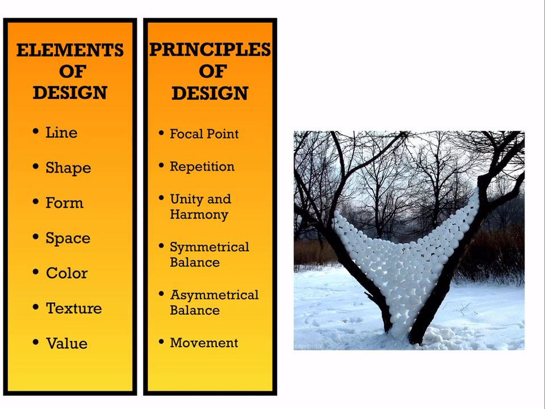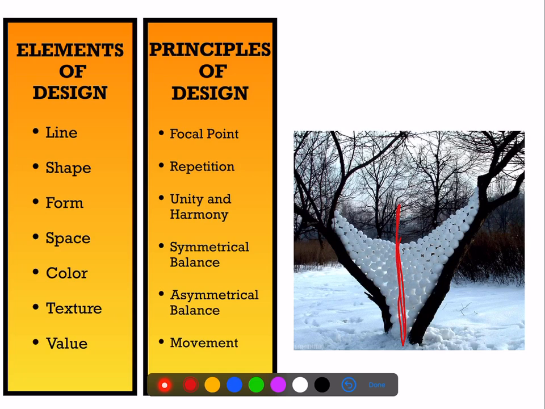Because he found this awesome tree that looks like a V, he was able to stack these snowballs inside of that V. And you'll notice that the way that they're placed in there, he's pretty much kept it the same or almost the same on both sides. If you were to draw a line straight down the center of this, it's going to look very similar on either side. So this would be symmetrical balance. Symmetrical balance is when things are identical or close to being identical on either side.